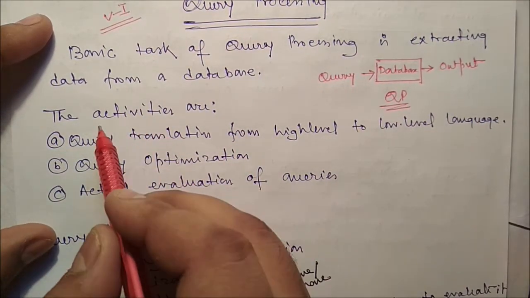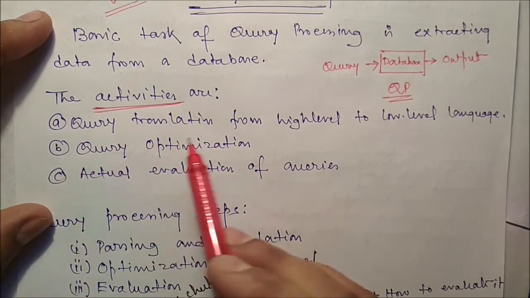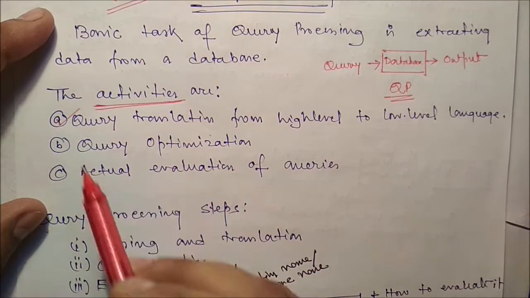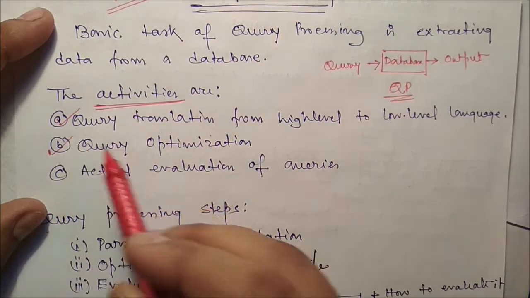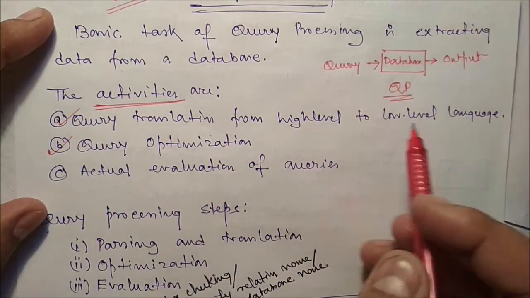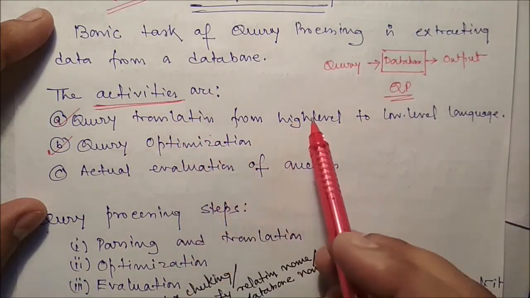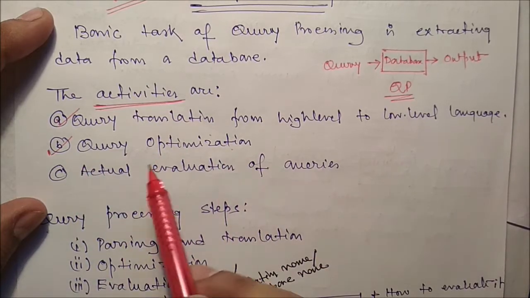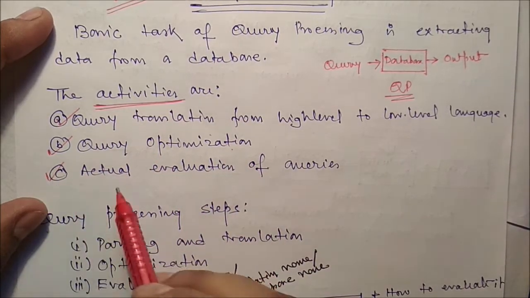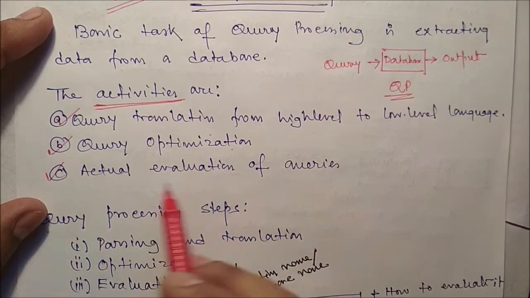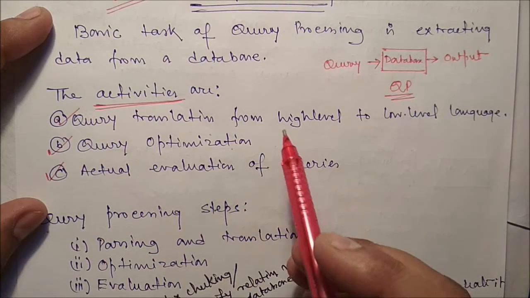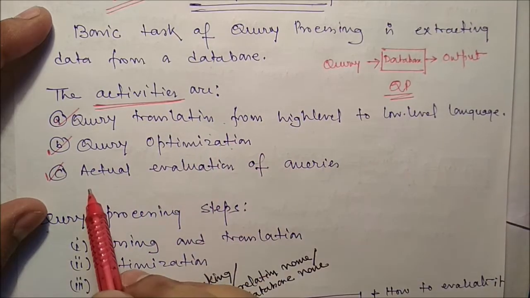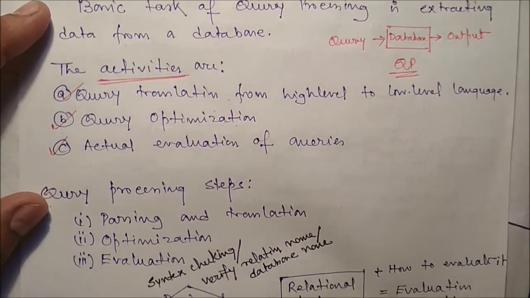Now, what are the activities? First, query translation from high level to low level. It works like a compiler or translator. Next, query optimization, which means identifying the best query. And third is the actual evaluation of the queries, which means executing that particular query. So: conversion from high level to low level, identifying the best query, and actual evaluation of that query.